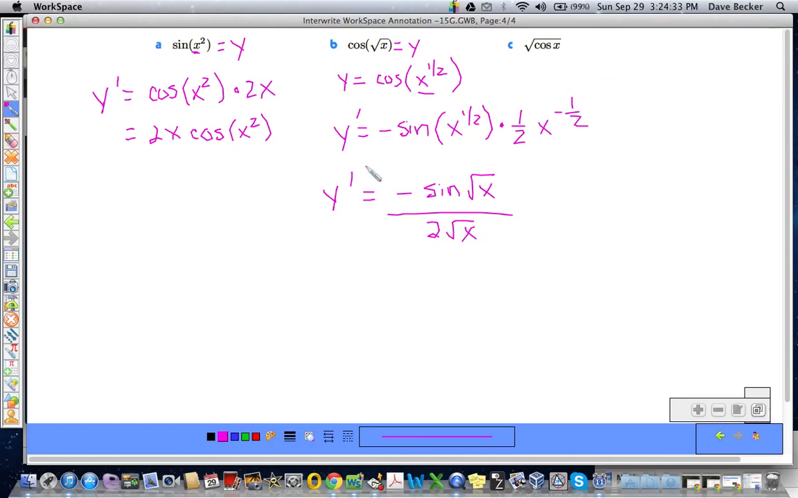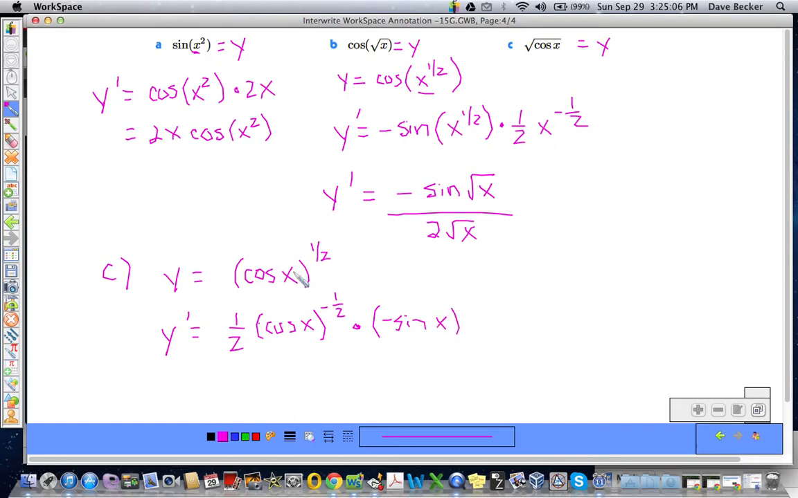And then our final function, c. If I let that equal y, I'm going to rewrite y as y equals the square root of the whole thing. So now the outside function is the 1/2 power. The derivative of outside is 1/2 of cosine x to the negative 1/2 multiplied by the derivative of cosine, which is negative sine of x. Remember, this is the inside function. The derivative of cosine x is negative sine x. And I could simplify that by making this negative sine x all over 2 multiplied by the square root of cosine of x.